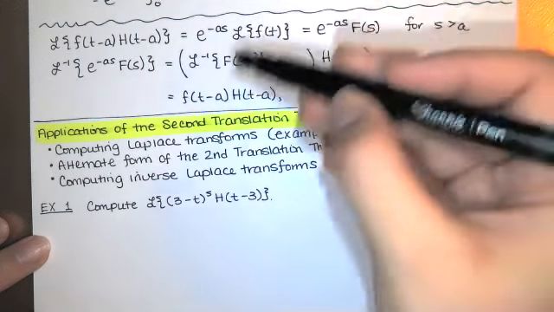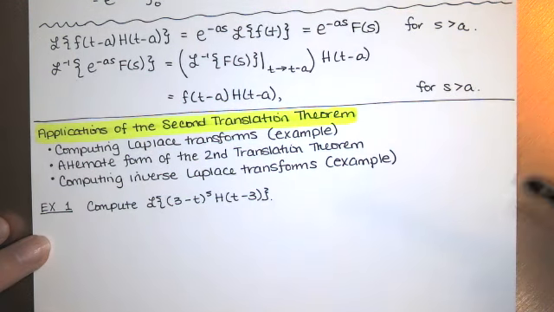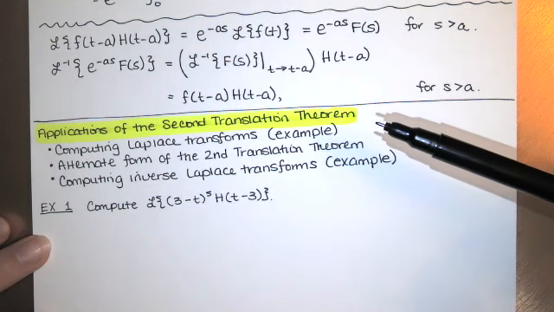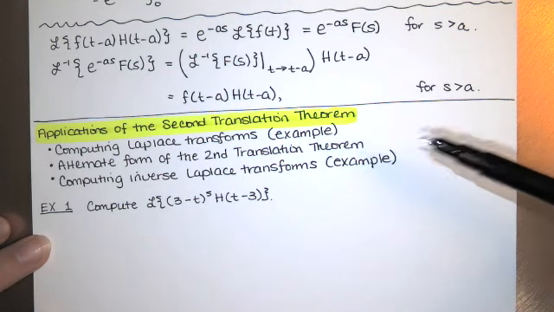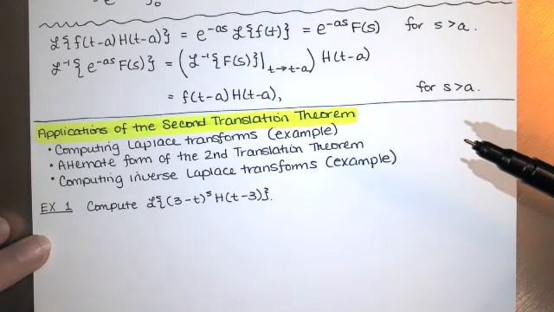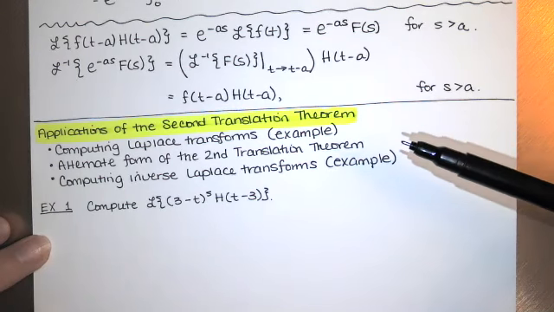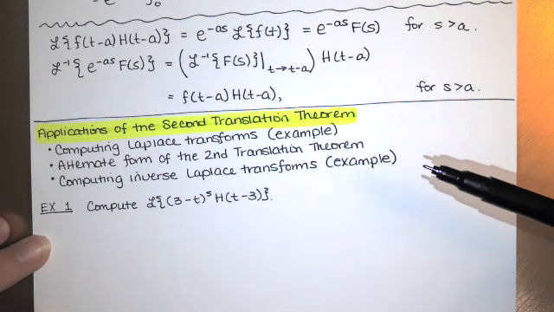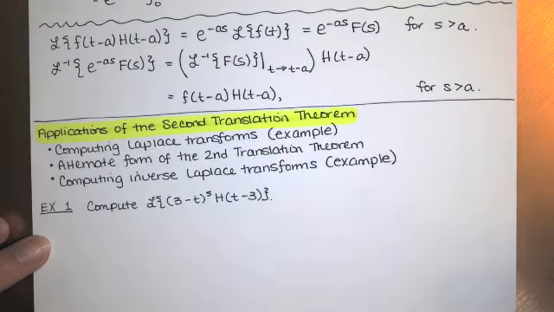So in this video, we're going to apply this to a couple of examples. First, we're going to compute a couple of Laplace transforms, and we will also discuss an alternate form of the second translation theorem. And then after we do that, we will compute an example or two of how we can compute inverse transforms using the second translation theorem.